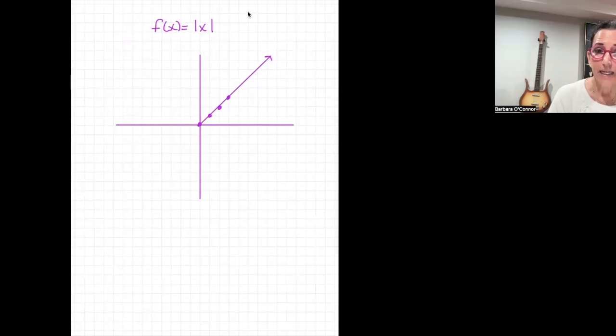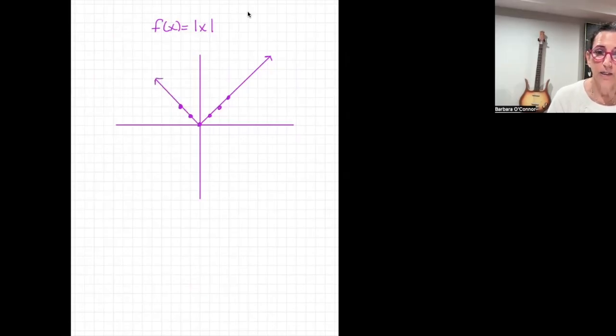When x is negative, I'm going to get the positive version of that number. If I plug in negative 1, I'll get 1. Negative 2, I'll get positive 2, because the absolute value is making those inputs positive. So there's my absolute value function. It looks like a V.